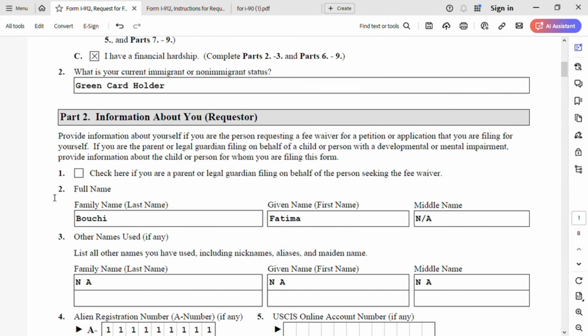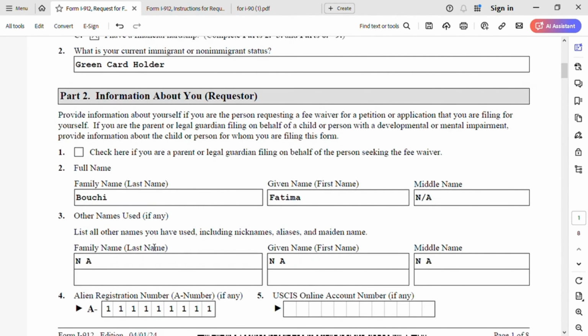So, provide information about yourself if you are the person requesting a fee waiver for a petition or application that you are filing for yourself. If you are the parent or legal guardian filing on behalf of a child or person with a developmental or mental impairment, provide information about the child or person for whom you are filing this form. My advice for you, always read the question very carefully. So, box 1, we are not going to check it because she's an adult and she is basically paying and prepared to file the form for herself.